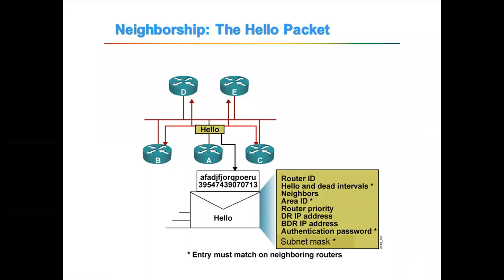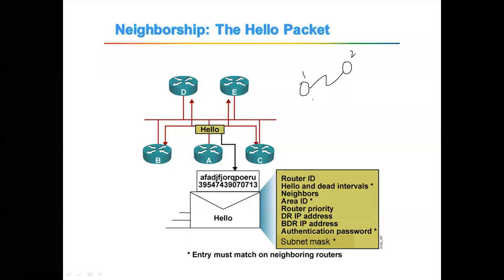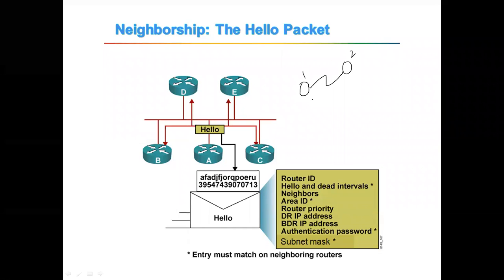Now the hello packet. How does neighborship get formed in OSPF? There are two routers, router 1 and router 2. You just configure OSPF and the area. When you configure, both routers will send hello packets. What is the content of the hello packet?